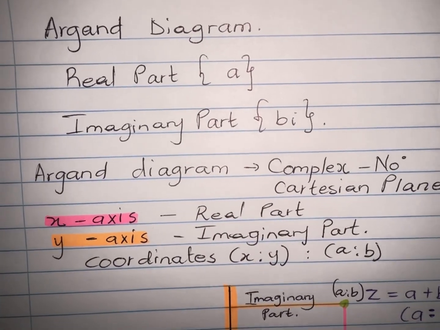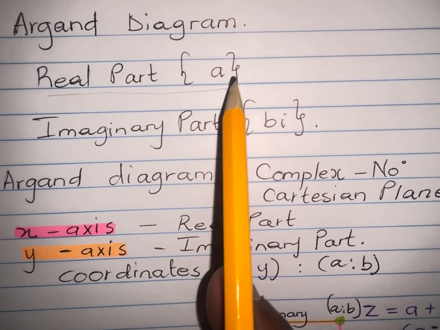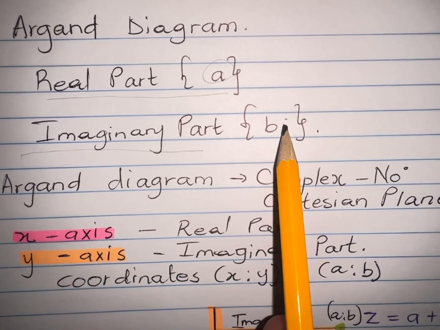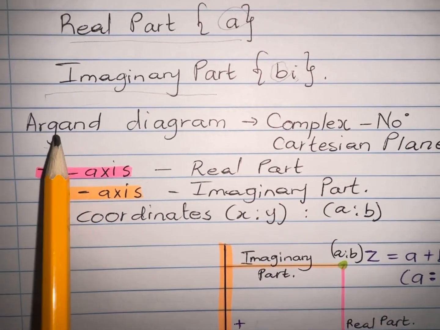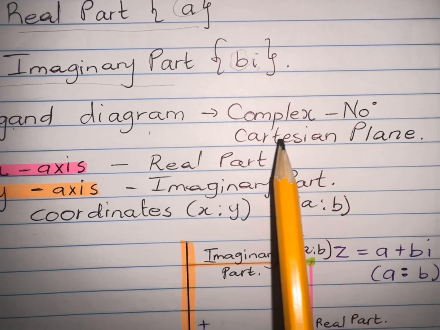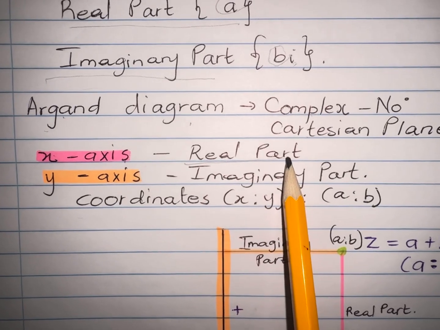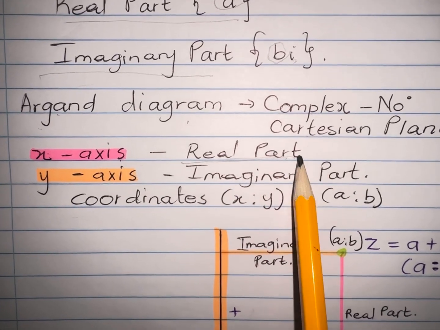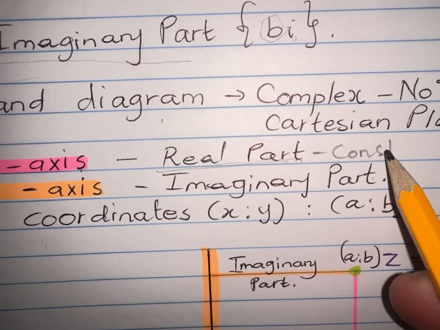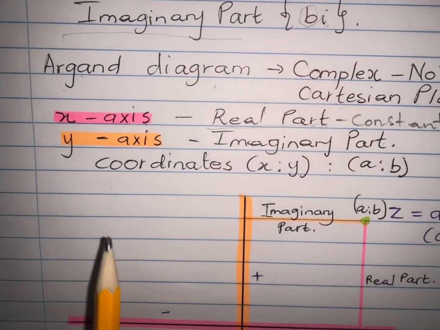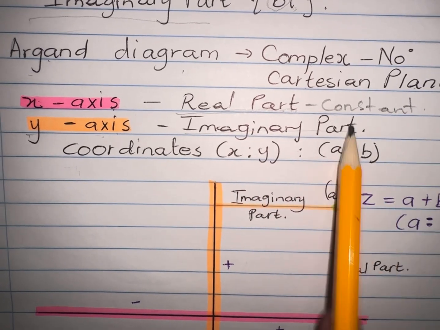Now, with the Argand diagram, we need to remember that our real part is represented by a and our imaginary part is represented by b, the number that is attached to i. As I've written there, the Argand diagram is the complex number Cartesian plane. Our x-axis represents the values of the real part, the number without i, or rather without a variable, a constant. Let's call it a constant. And then the y-axis is representing the imaginary part.